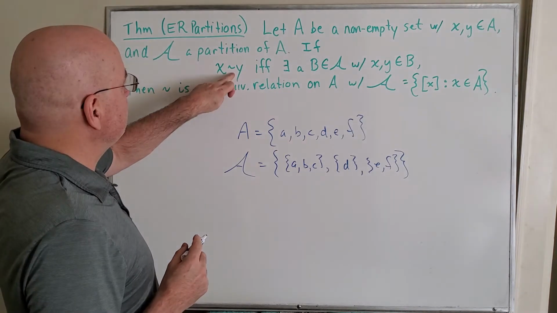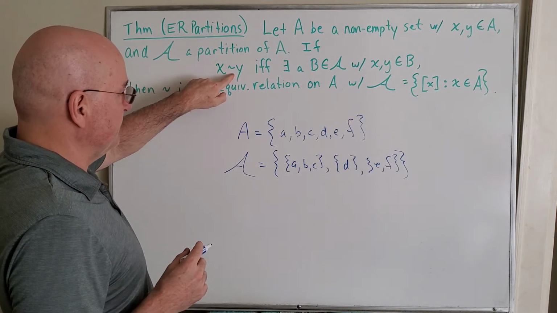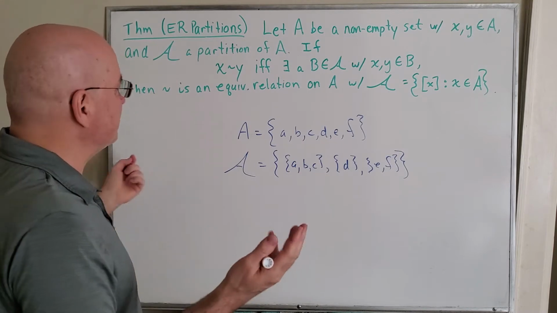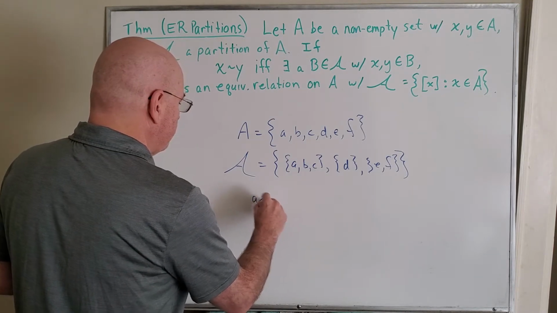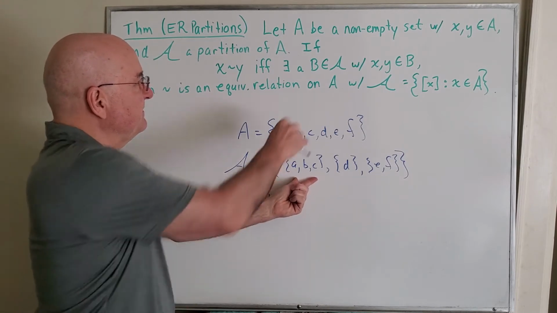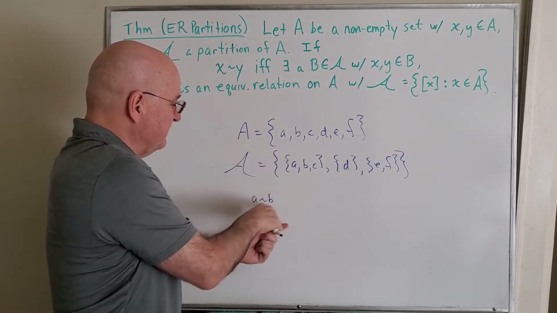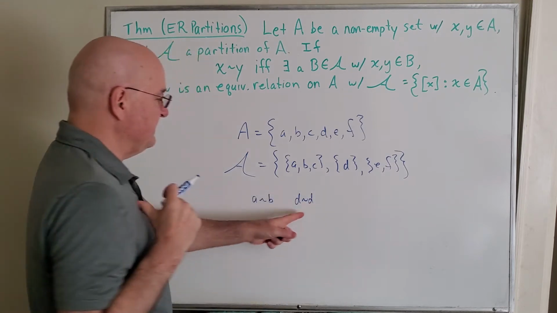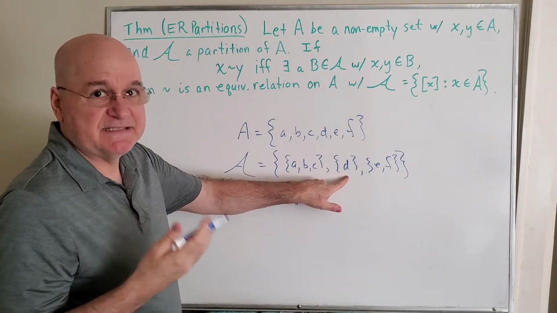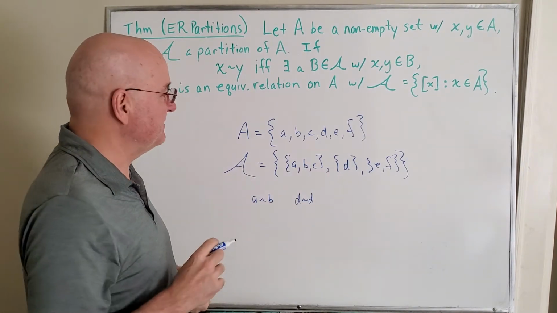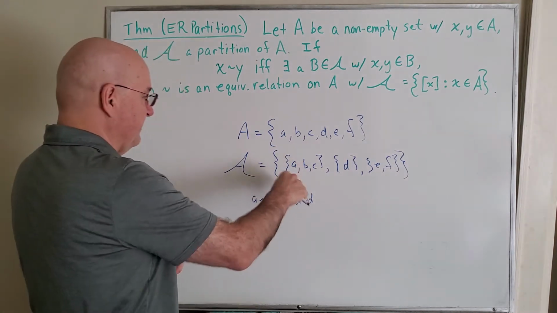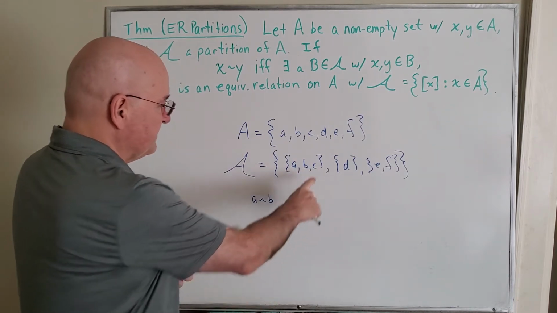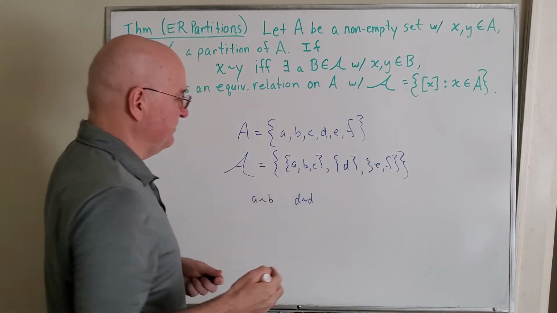So what this is saying is if you get that two elements relate to each other, if and only if there's a set in this partition that contains them both. For example, we can say A relates to B because we found a set, calling it B, that contains them both. And even D relates to D because there's a set that contains both of those elements. Well, they happen to be just one element. And likewise, E relates to F, and we've almost done all the possibilities. A relates to C, B relates to C. But C does not relate to D, and D does not relate to F, for example.